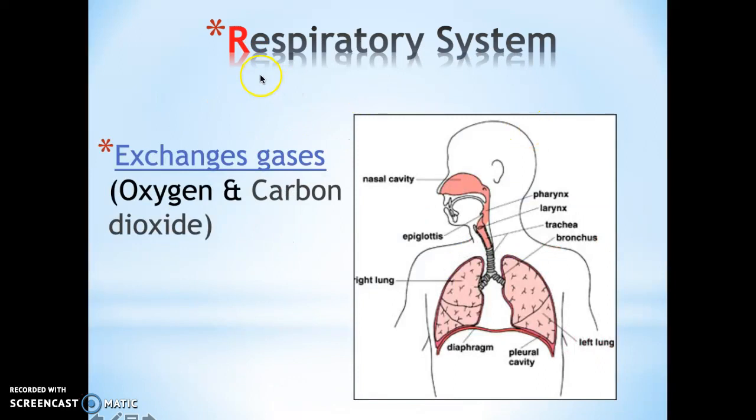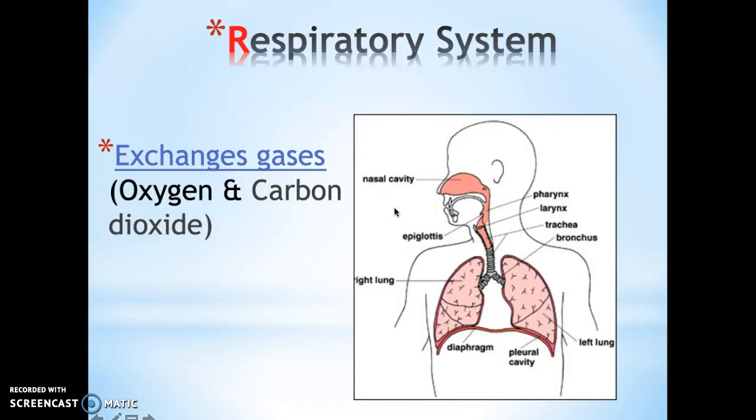So the next one is the respiratory system. The respiratory system's main job is to exchange gases. The gases that we're talking about here are the two most important ones that we need, which is oxygen and carbon dioxide gas. The oxygen is the one that we're going to take in whenever we inhale, and whenever we exhale, we release carbon dioxide as a result.